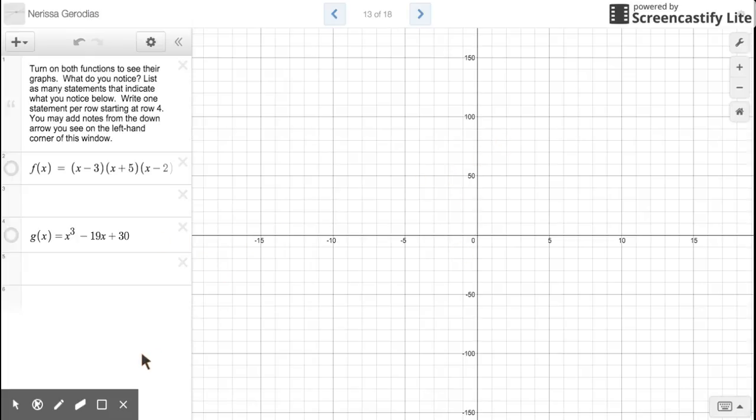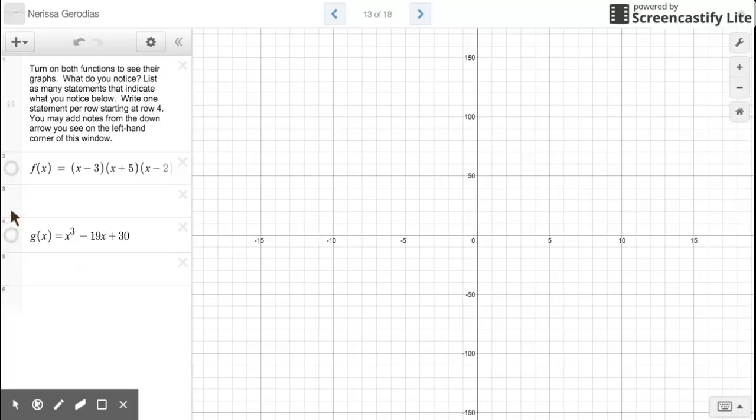We see here two functions, f of x and g of x. f of x is in factored form, while g of x is in standard form. In the past, we converted factored form to standard form. This time, we want to know how to convert standard form to factored form. How do we do that?